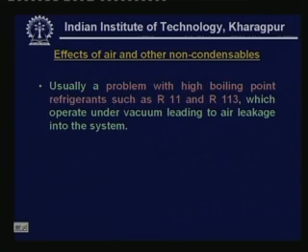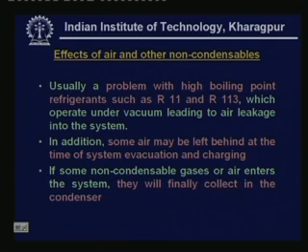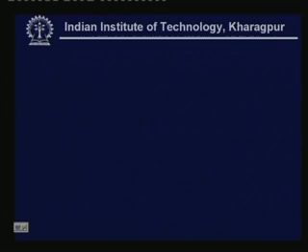Now let us look at the effects of air and other non-condensables. This is usually a problem with high boiling point refrigerants such as R11 and R113, which operate under vacuum, leading to air leakage into the system. In addition, some air may be left behind at the time of system evacuation and charging. So, because of these two reasons, in addition to refrigerant, you will also find some air or other non-condensable gases inside the system. If non-condensable gases or air enter the system, they will finally collect in the condenser. And what is the effect of these non-condensable gases which get collected in the condenser?